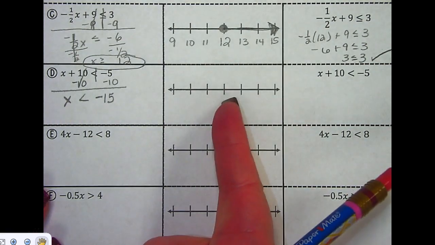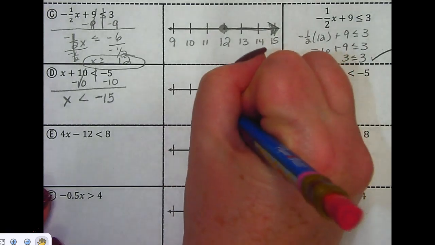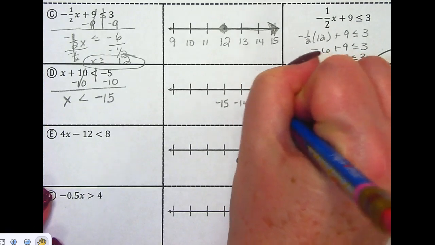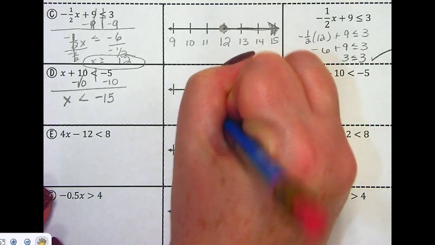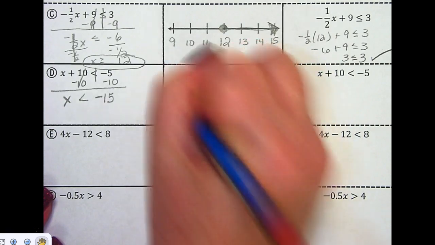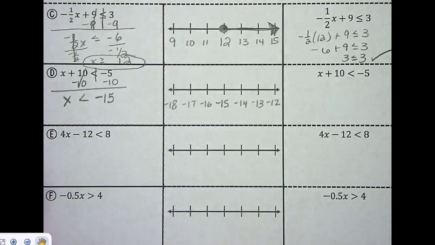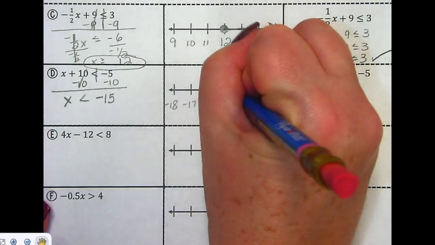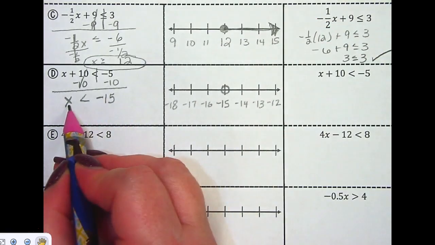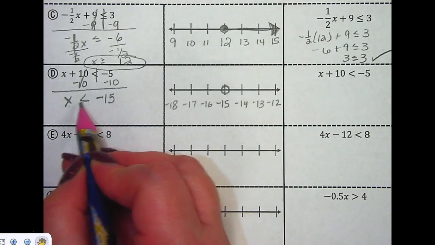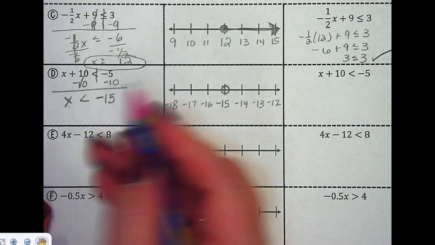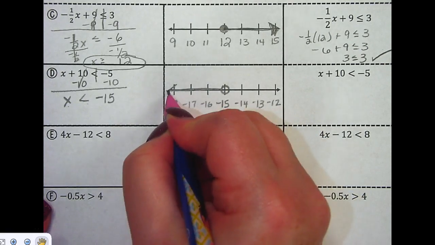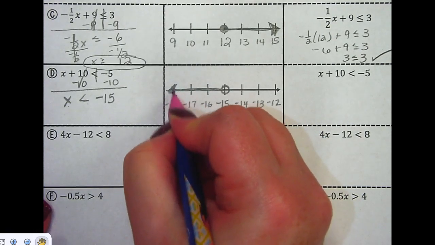What number needs to go in the center? Negative 15. You've got to be careful with your graphing now. Negative 14, negative 13, negative 12, negative 16, negative 18. Open circle or closed circle? Open. And it's all the numbers. X is all the numbers less than negative 15. That means I need to go in the direction of this arrow, this way, but it cannot include negative 15.